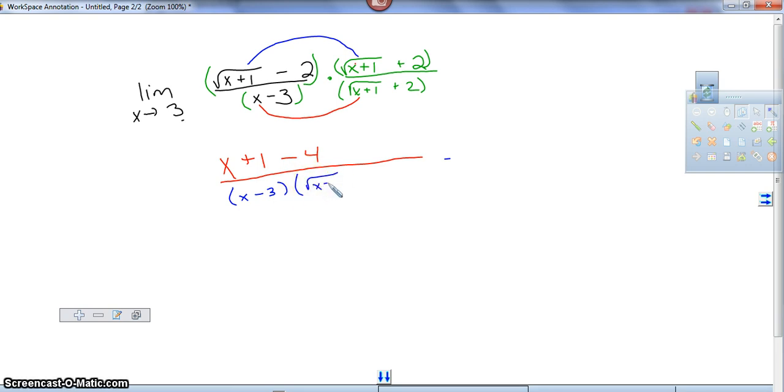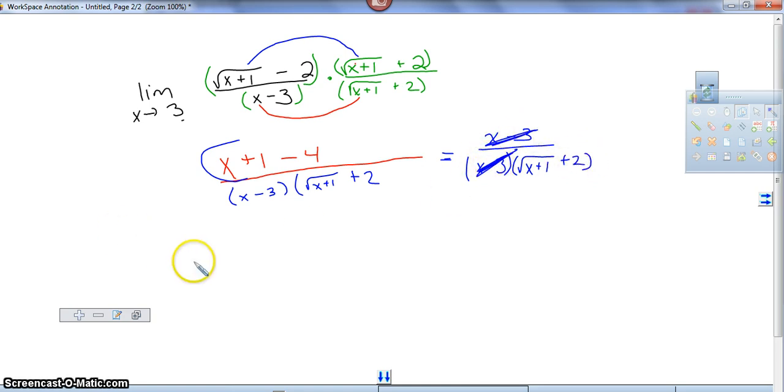So almost there. Let me rewrite this. Now if I simplify the numerator, I get x minus 3, and in the denominator I have x minus 3 times the quantity of the square root of x plus 1 plus 2, which means these cancel. So we did a conjugate and we did some canceling.